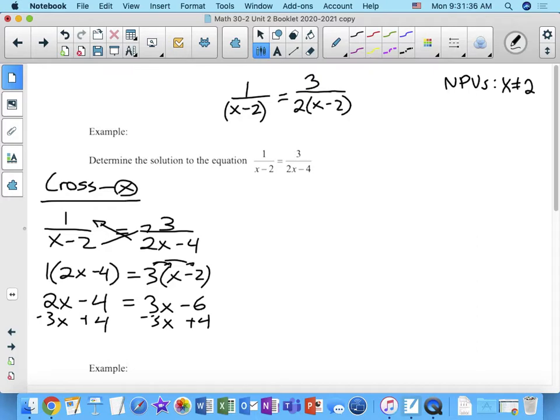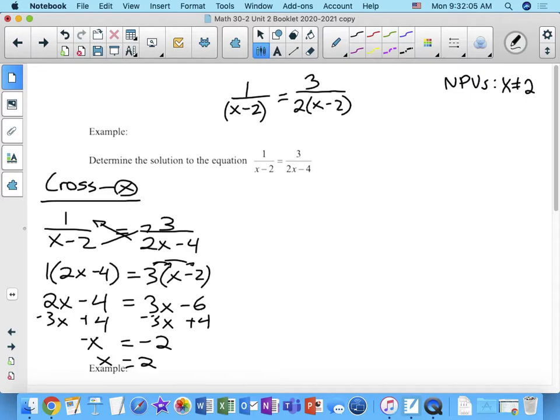And I end up with 2x minus 3x is what? Negative x equals negative 6 plus 4, negative 2. Okay, so what does x equal? x equals 2. Okay.